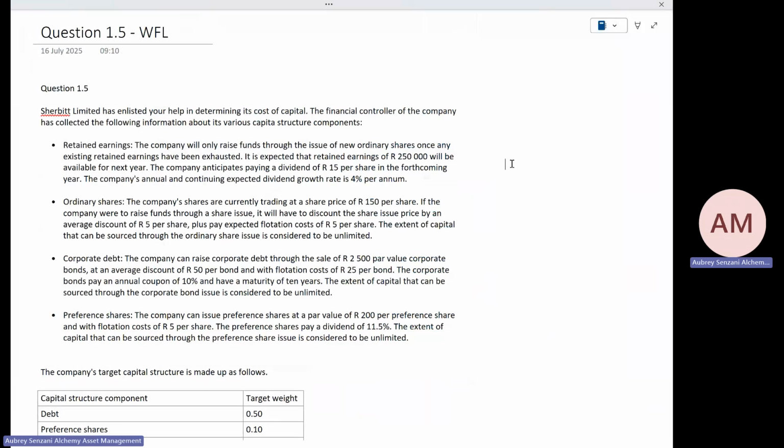Guys, as you're reading these questions, you can already see there's a lot of content here. I would already be marking the 4% growth rate. I would already be marking the expected dividend, in other words, D1, to be 15 Rand per share. And then you've got the 250,000 available for next year. Okay, retained earnings. I would really single that out so that I don't have to come back and read that stuff again. Does that make sense? Then we go to the next component. So if you look, actually, I've also done that for us here.